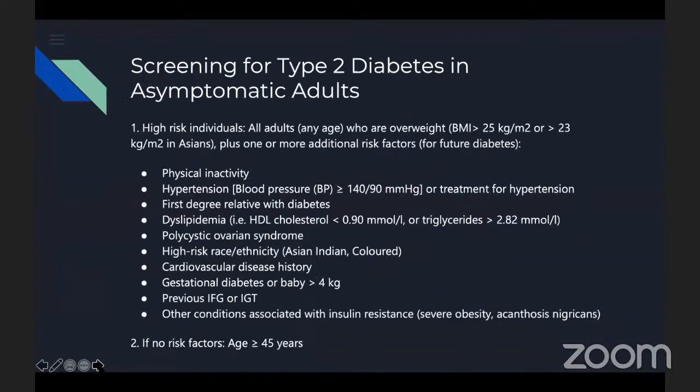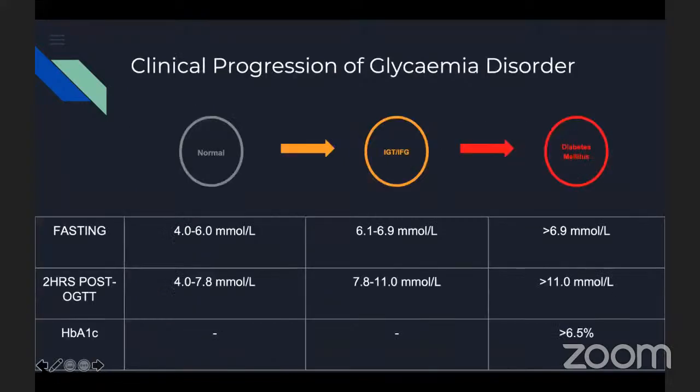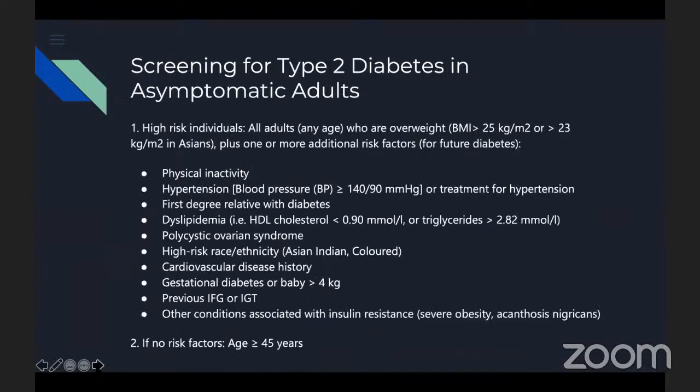As well as if you perform a 2-hour post-OGTT and get 7.8 to 11, just be cognizant that just because it's less than 11 doesn't mean, okay, the patient's fine, go ahead on your merry way. These are things that should be brought to the patient's attention, and the correct steps should be taken to initiate some form of lifestyle modification. Next slide, please.